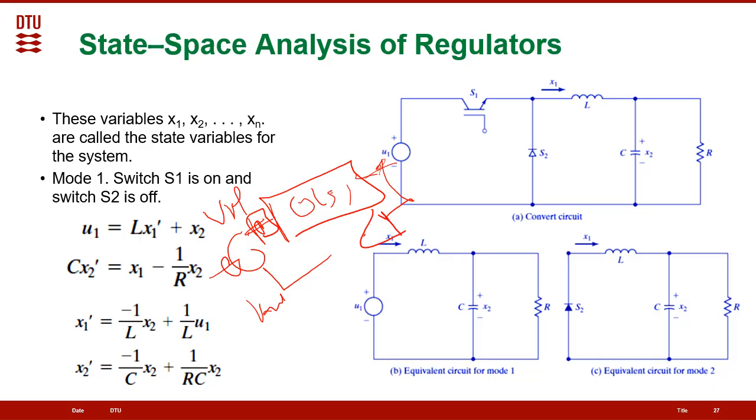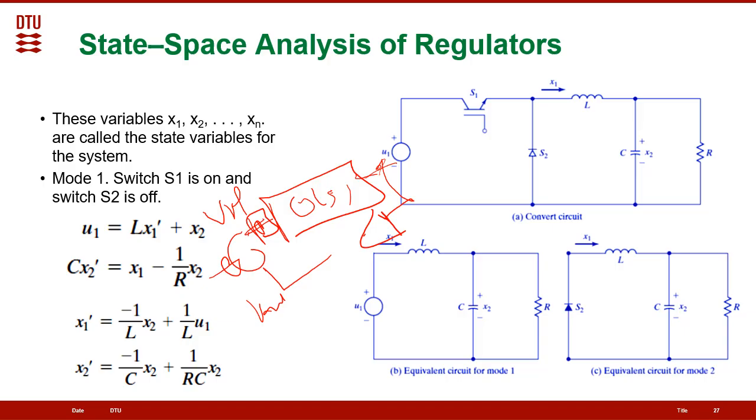Why do we use this as our state variable? Because we know that the current through the inductor will not change in zero time. And again, we will select the voltage across the capacitor to be our second state, because we know that this voltage will not change in zero time. So from x1 and x2, we can identify any other variable in our circuit.